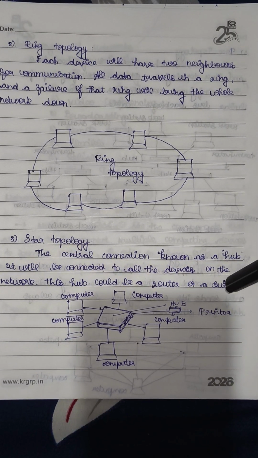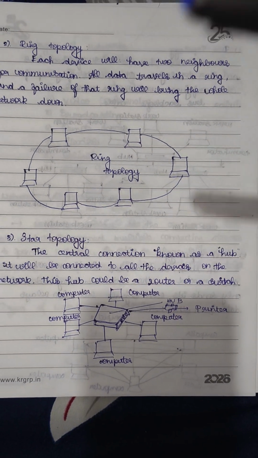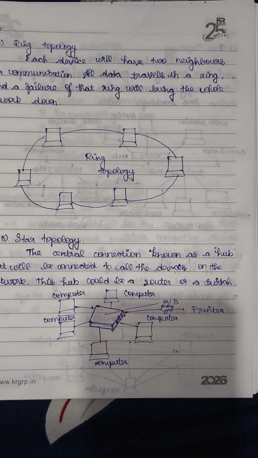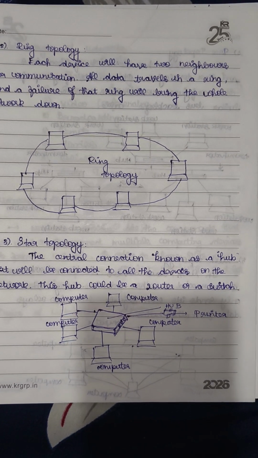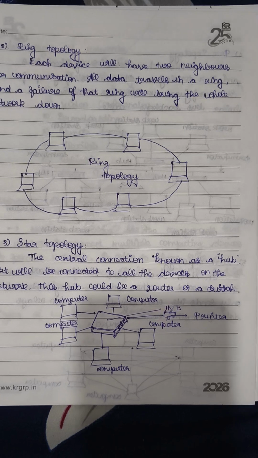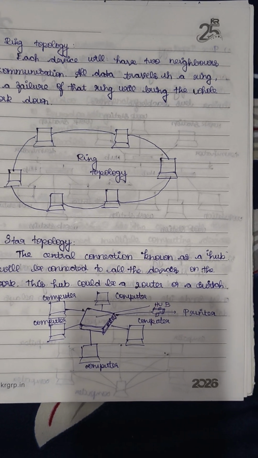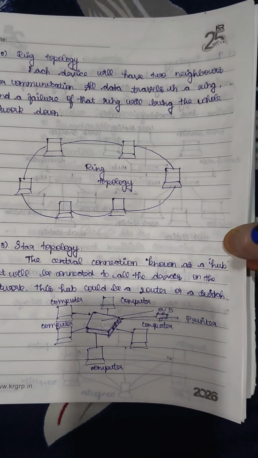So the major example is a printer. In a printer we can connect our mobile phones, or we can connect the system. So each and every device can be connected and the printout can be taken out. So that is the major example of the hub.